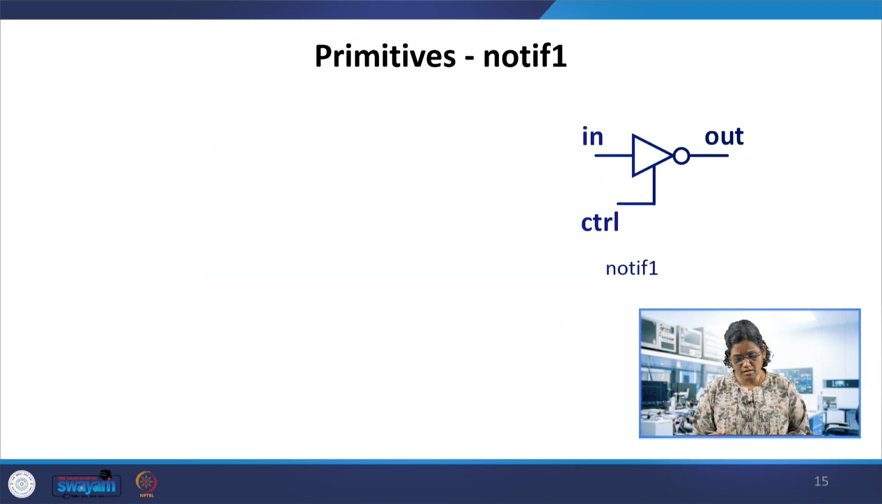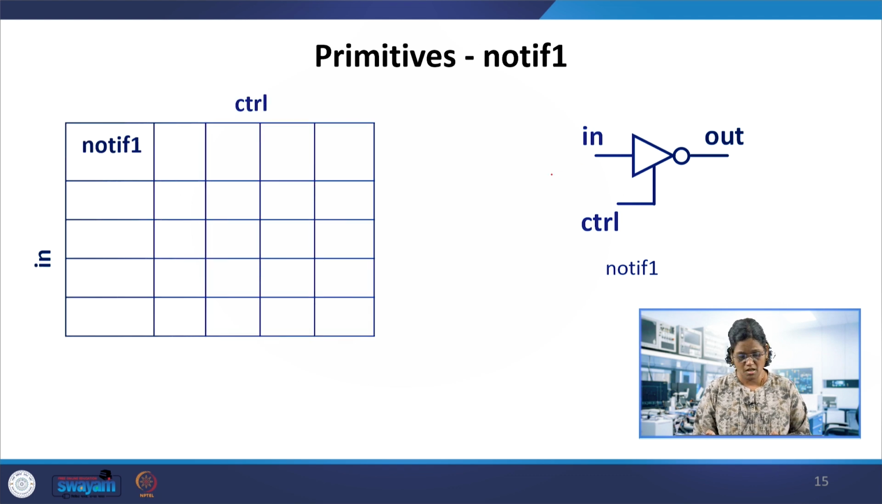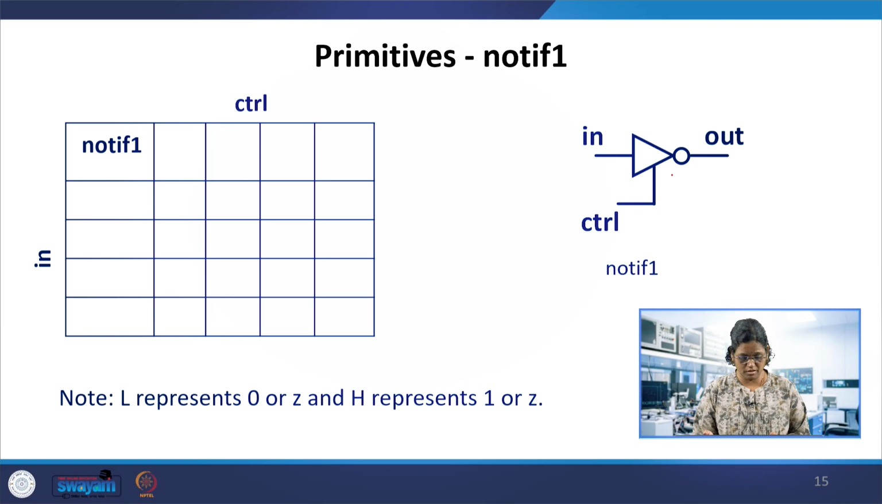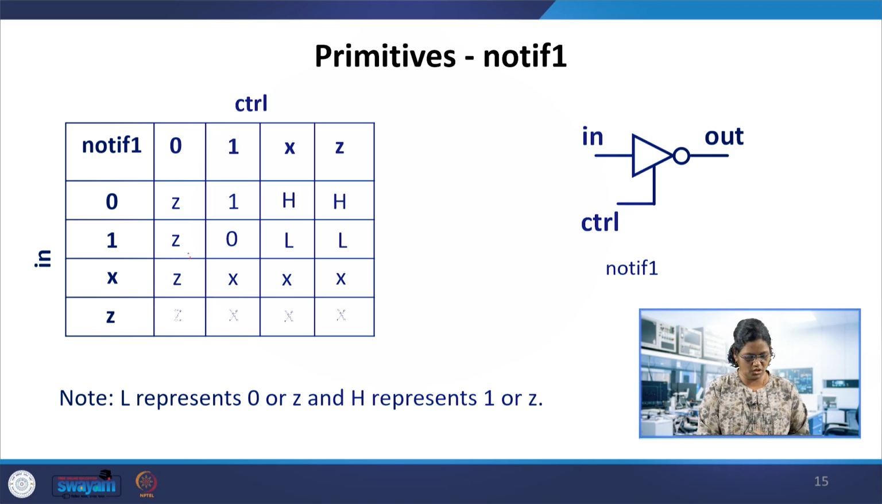Similarly, not if 1 is a NOT gate, and if the control input is 1, the input is complemented, otherwise it is the high impedance state. So again, notice the H and L states, which can take two states, either 1 or Z, or this one 0 or Z. It will be the high impedance state when the control is 0, whatever the input conditions may be, and the other things are only don't care.